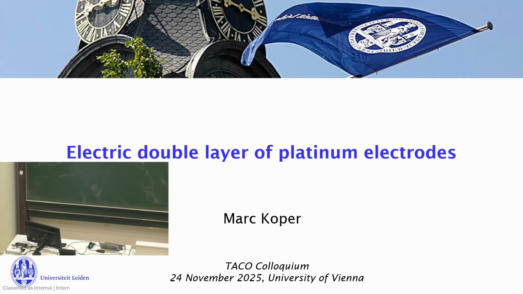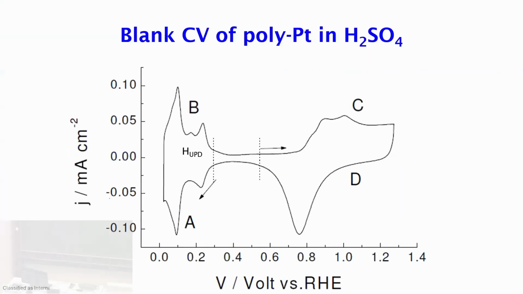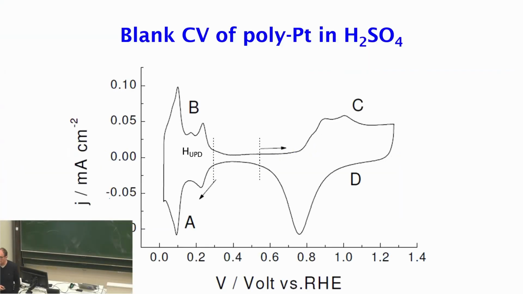So if platinum is the most used electrode material in electrochemistry, then this would be the most measured CV, cyclic voltammogram, in electrochemistry. This is a polycrystalline platinum surface in sulfuric acid. When we do an experiment with platinum, this would always be one of the very first measurements we do. We take our platinum surface, we immerse it into, in this case, sulfuric acid solution, and we run the potential between two limits, and then we should get a characteristic fingerprint of this interface.